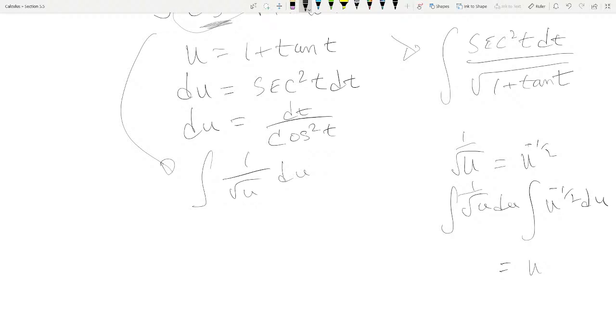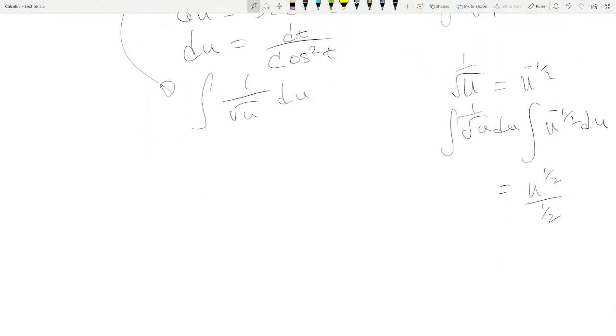And so when I add 1 to negative 1/2, I'm adding 2 over 2, so that gives me u to the positive 1/2. Then I have to divide by that very 1/2, which is the same as multiplying by 2, because it's the reciprocal of 1/2. And that's why I suggest that you just memorize it. Okay, the antiderivative of 1 over root u is 2 root u.